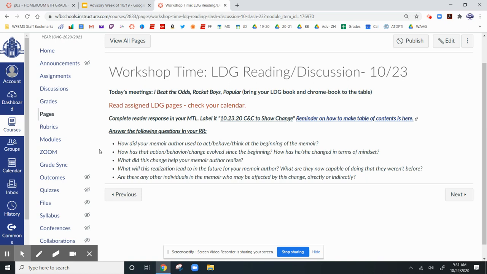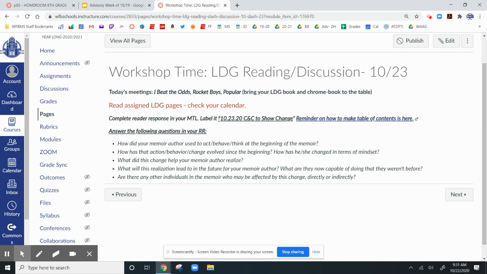So all my directions are right here. After, of course, you read, it says complete the reader response in your MTL. Label it 10-23-20 C&C To Show Change. If you need a reminder on how to make table of contents, because it's been a while since we've done a reader response and worked with our MTL, take a look at that link right there.